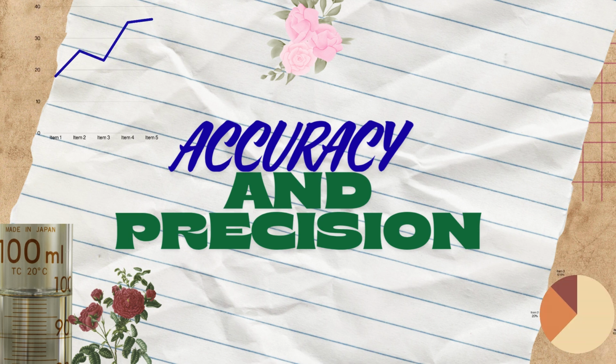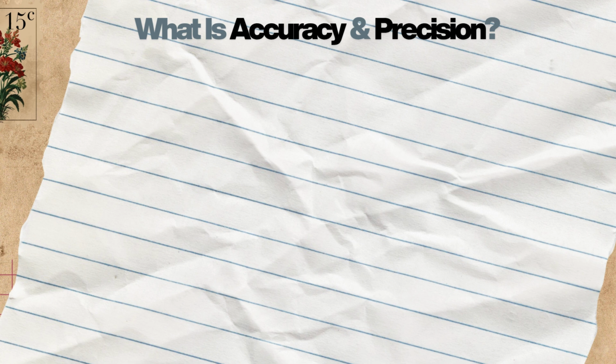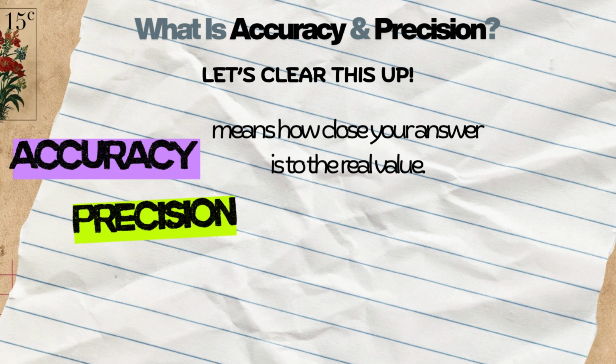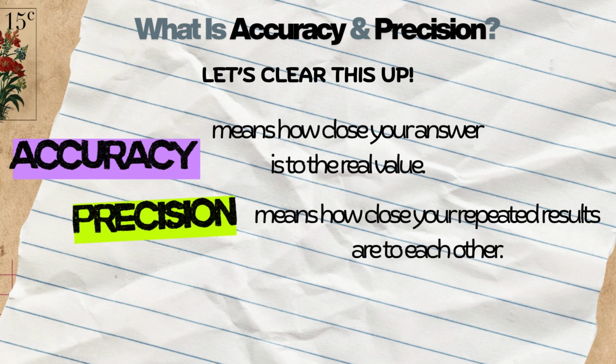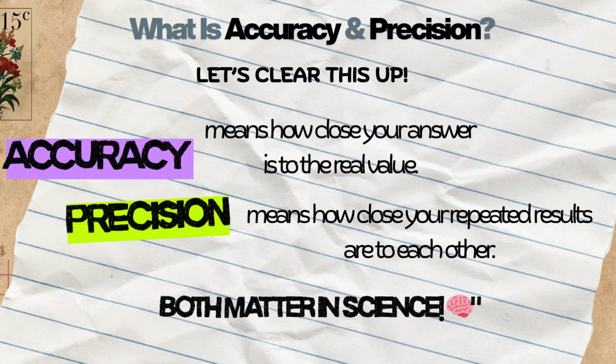First, we have accuracy and precision. How accuracy and precision matter and why they are useful in selecting the right apparatus. What is accuracy and precision? Let's clear this up. Accuracy means how close your answer is to the real value, and precision means how close your repeated results are to each other. In science, both of these things matter.